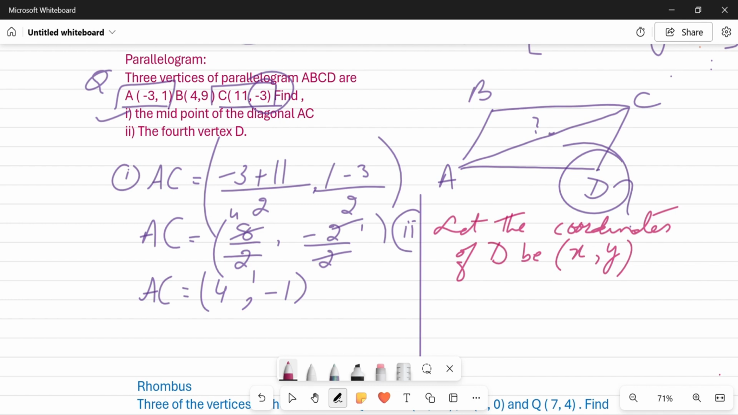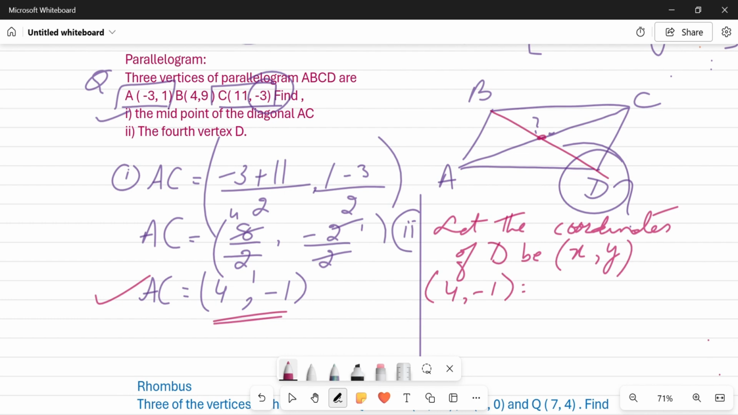Now the midpoint of AC is equal to the midpoint of BD, because it's a parallelogram, right? Both the midpoints are equal. So we take the midpoint of AC, which is (4, -1). They both have the same midpoint, so I'm taking (4, -1) here.